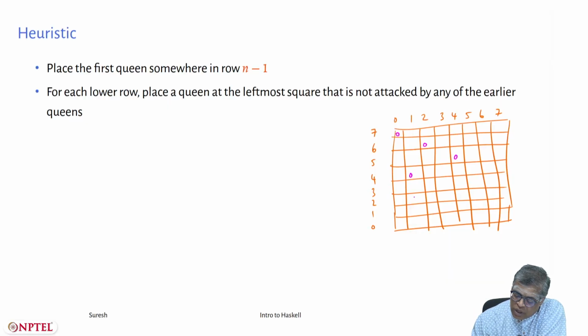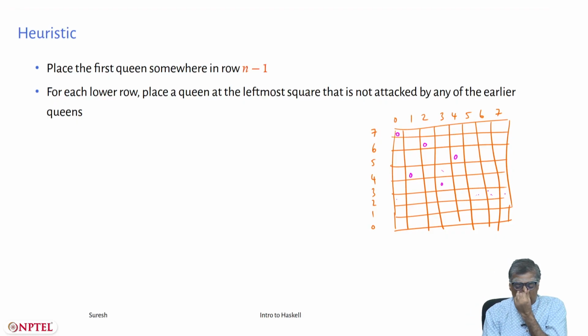When I come to row 3, these three things are ruled out. This is not ruled out, right? Yeah, I can place it here. When it comes to row 2, these three are ruled out. This is ruled out because this queen is in that column. This is ruled out, this is ruled out, this is ruled out. I have to go here, but I cannot go here because that's on the diagonal. So I have to go here, but this is on this diagonal. So I have to go here, but that is on this diagonal.